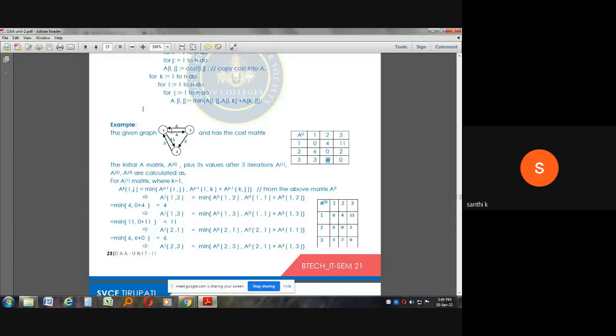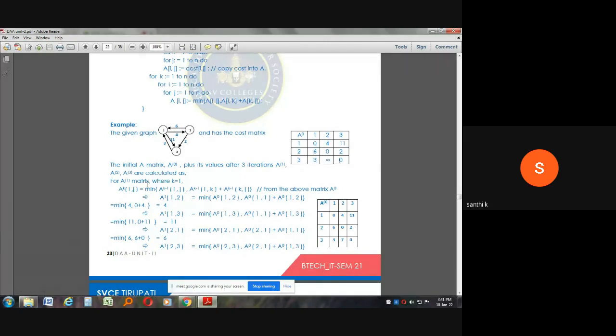So 1 to 2, the cost is 4. 1 to 3, 11. 2 to 1, 6. 2 to 2, 0. 2 to 3, 2. 3 to 1, 3. 3 to 2, there is no edge between 3 to 2, so in that place we have entered infinity. And the edge between 3 to 3 is 0. So this is the a power 0 matrix. Initially, what was given in the graph, that matrix we call a power 0.